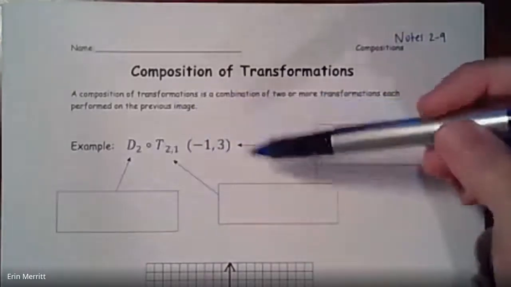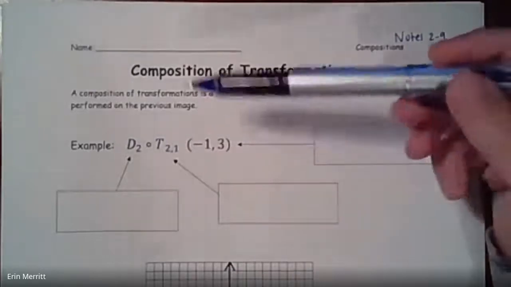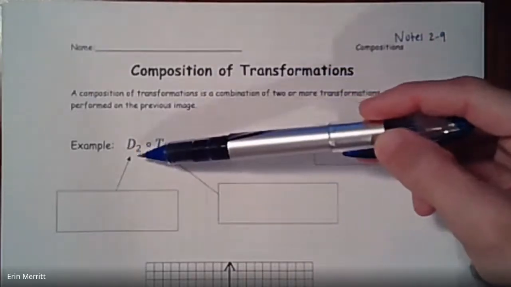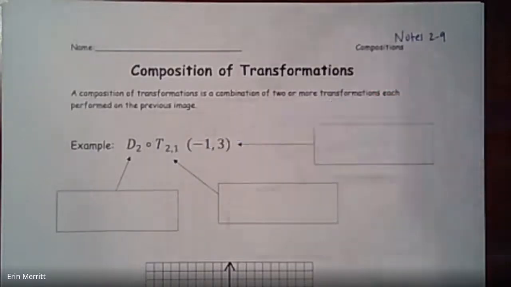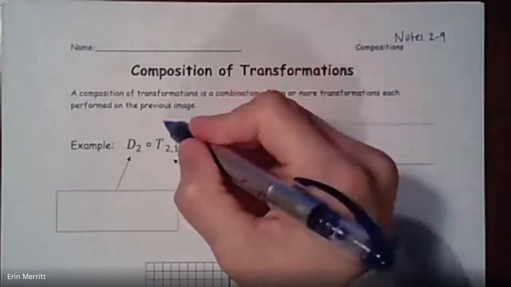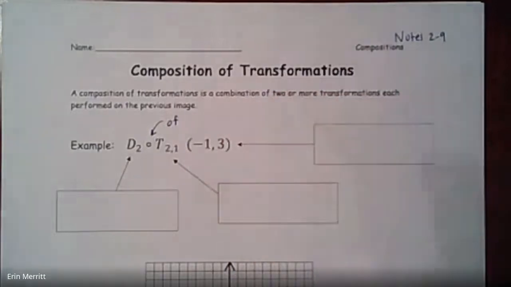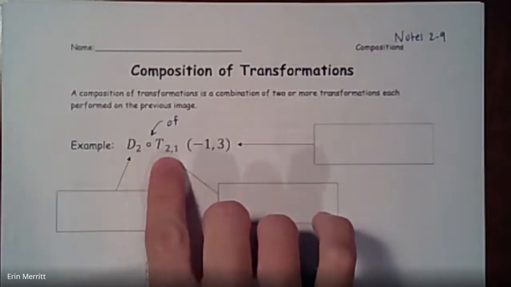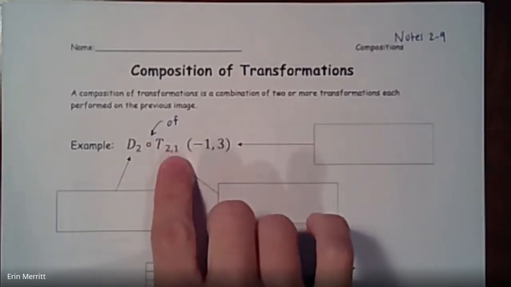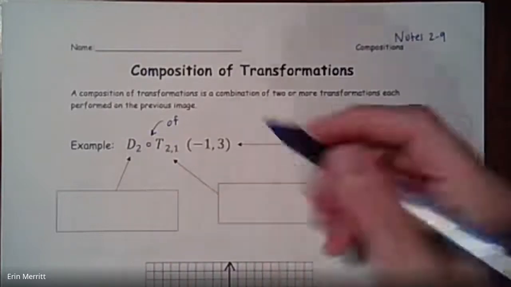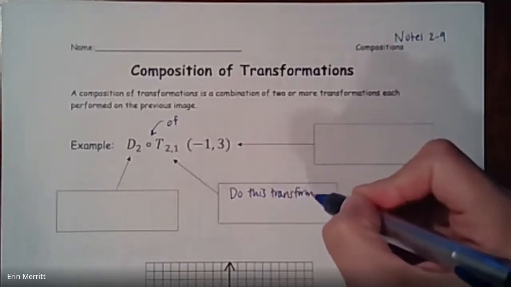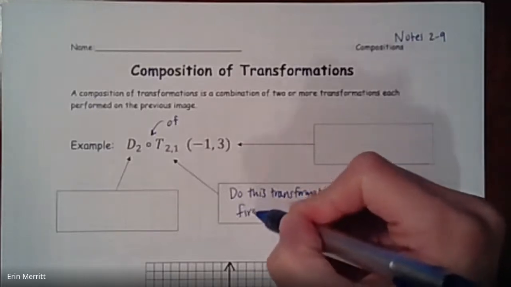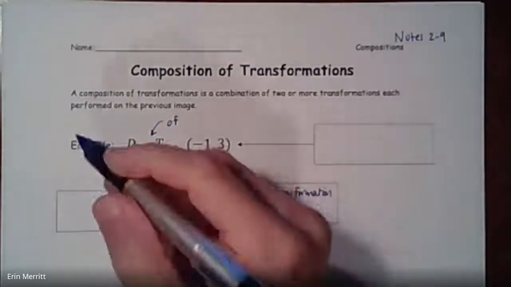So the way you're going to read this notation, first of all, is this reads as a dilation of scale factor 2 of a translation 2, 1 of the point -1, 3. So there's a lot of stuff going on. First of all, that little part we read as "of", all right? So it does look like a little circle, but because we're going to do a dilation of the translation, the translation of the point has to happen first. So all these little note boxes here, we're going to do this transformation first, and then the dilation happens second.